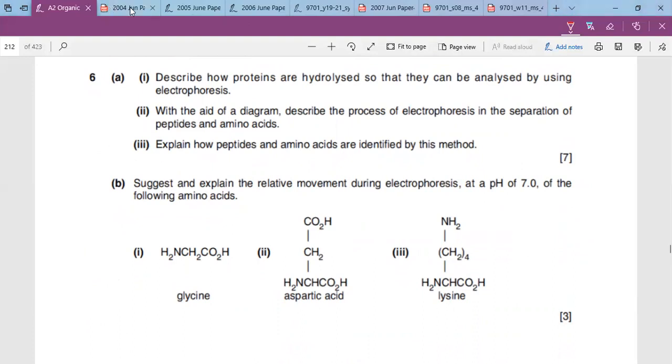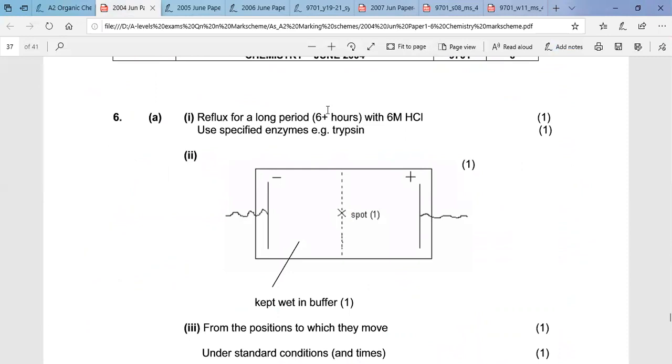6 hours, 6 molar there. See now? Yeah. Reflux for long hours, 6 hours plus with 6 molar HCl. They say reflux for a long time. Or if you don't use HCl, you use trypsin, also can.